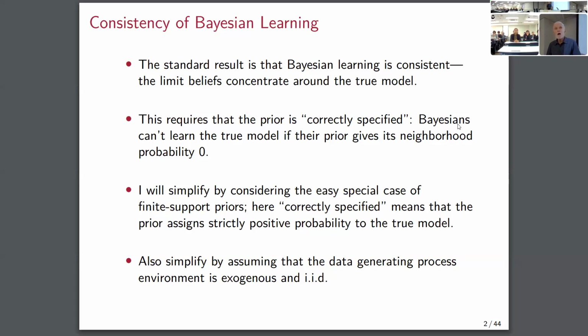But Bayesian consistency holds quite generally, and I think the key facts about it can be seen in a very easy special case with a finite support prior. The agent thinks there's only a finite number of different models that could be true. And correctly specified means the prior assigns strictly positive probability to the true model. If we had a continuum of models in the prior, then it'd be a more complicated set of results about a neighborhood of truth and so on.